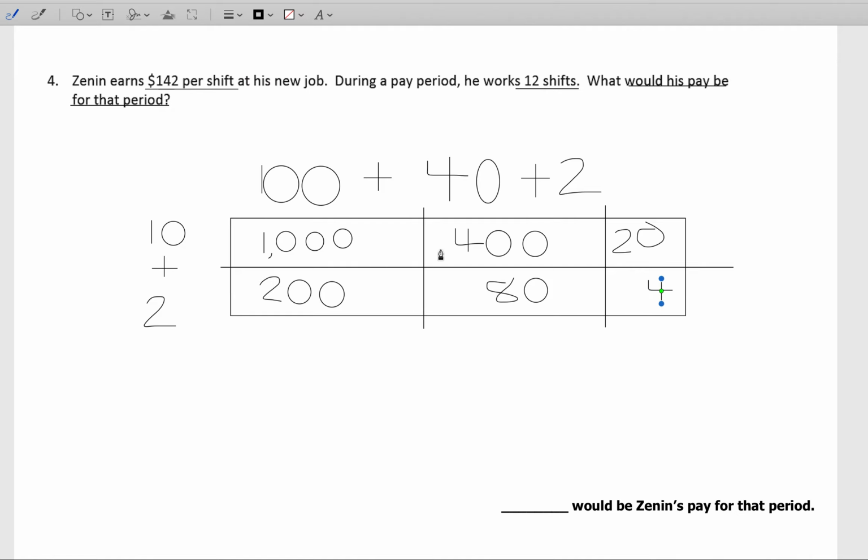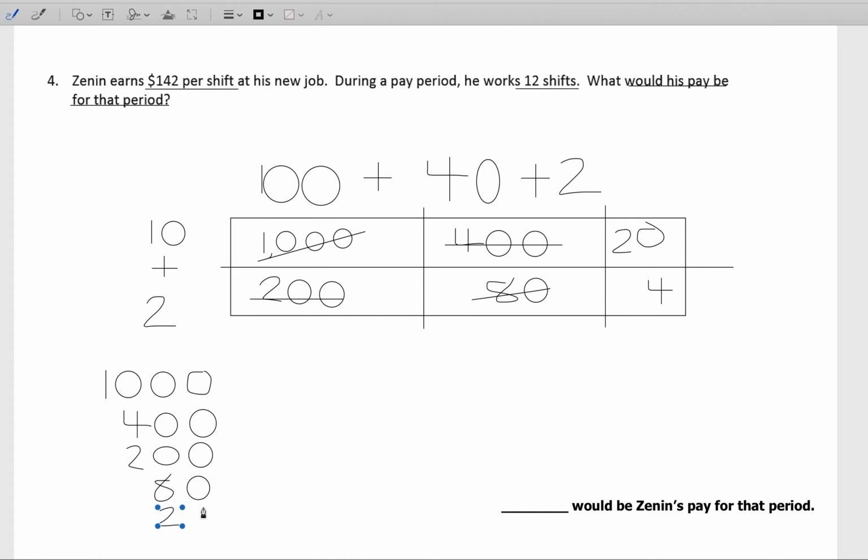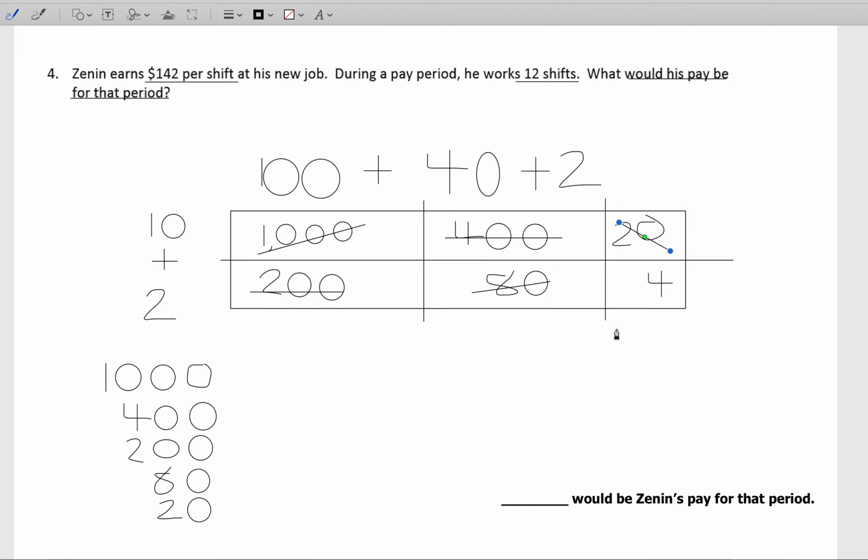Now I found the area of each part of this whole, representing the total amount of money that Zenon makes in the period while working 12 shifts, getting $142 per shift. So my last step is just going to be to add up each of these numbers. I'm going to put them in order from greatest to least, and then I'm going to be marking them off as I do so. I'll start off with 1,000. So that number is done. And then my next number is going to be 400. And then my next number is 200. And then I'm going to have 80, 20, and then finally the number 4.